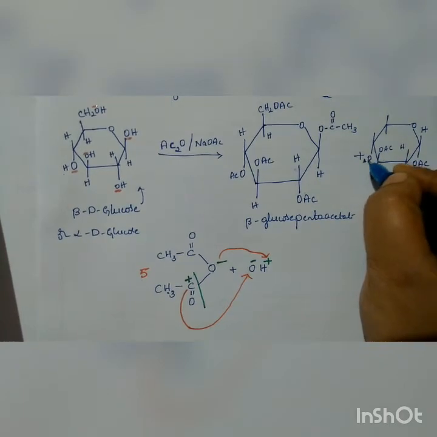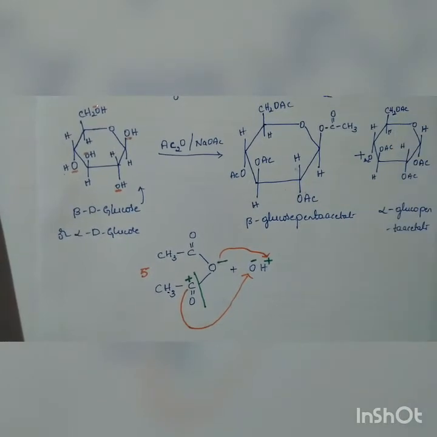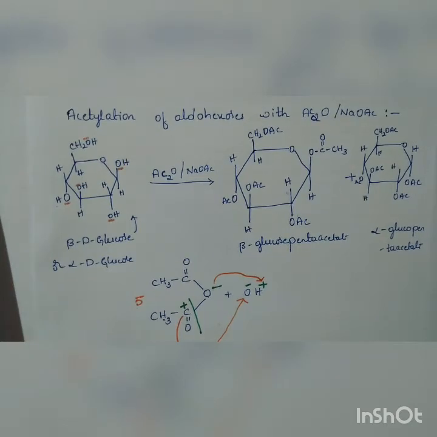That is only for the first carbon atom, not the other. Only for the first carbon atom, it is above and below. So you can observe above and below it is present. So here, the main thing, what are we discussing? We are discussing that glucose pentaacetate is not showing the aldehydic reactions.